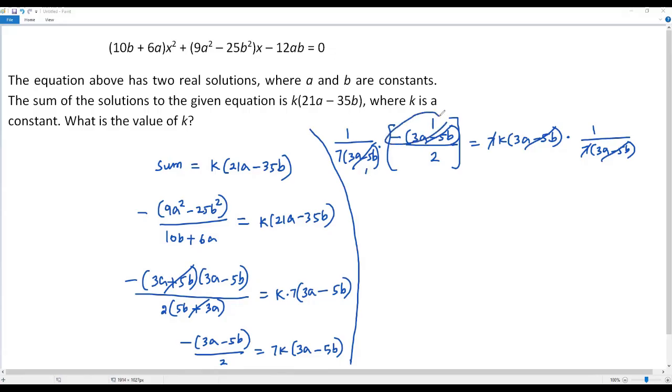Okay, here we have −1 in the numerator. 1 times −1 is −1. And here we have 7 times 1 is 7, and 7 times 2 is 14. On the right side, we just have k, that is k times 1. Okay, here I got the value of k. It is −1/14.